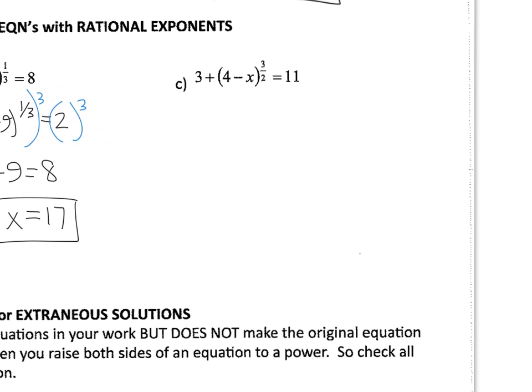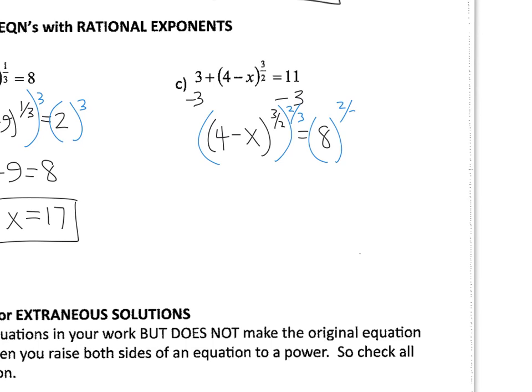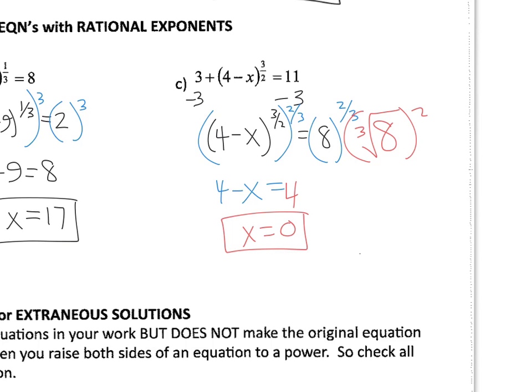And then letter C, you want to isolate the power part. So it's 4 minus x to the 3/2 power equals 8. So to get rid of the 3/2, you're going to exponentiate both sides to 2/3. So it's 4 minus x equals the cube root of 8 and then squared. So the cube root of 8 is 2. 2 squared is 4. So x has to be 0. And you can check all these too and plug them in. Check them.